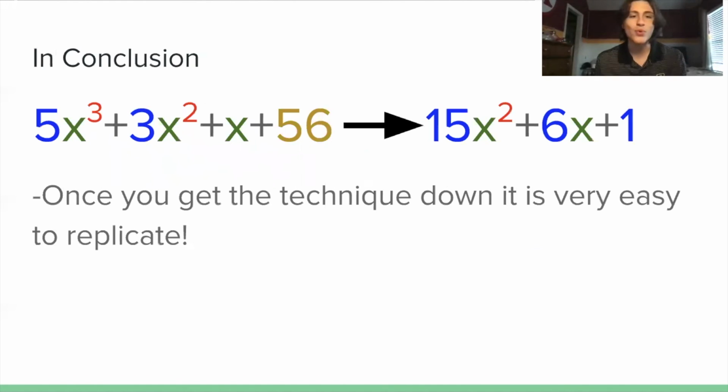Now, in conclusion, once you get the technique down, it is very easy to replicate. As you can see, you could keep going. You could do 6x to the fourth, 6x to the fifth. You just do the multiplication and the subtraction, and that's it. And then you just end up with your derivative equation.